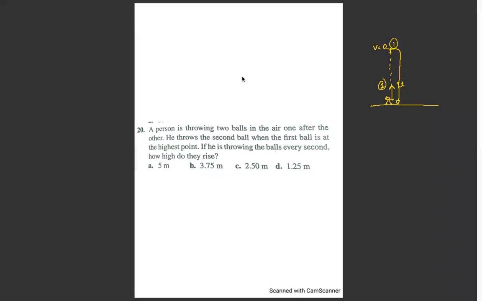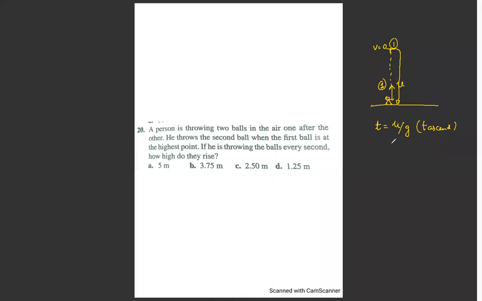Okay, fine. So now it is showing that he throws the second ball when the first ball is at the highest point. If he is throwing the balls every second, how many balls are thrown? Two balls. So let us find the time of ascent, the time of going up. You know that the time of going up can be directly calculated as t equal to u by g. This is our time of ascent.